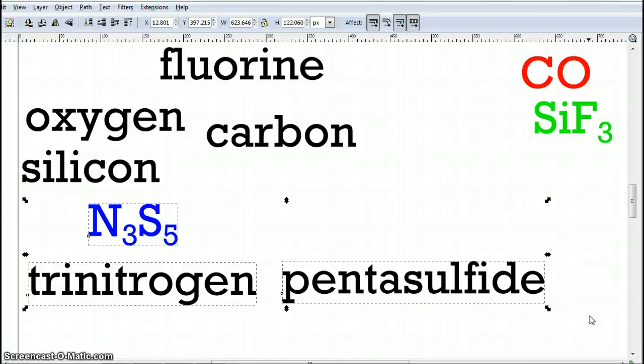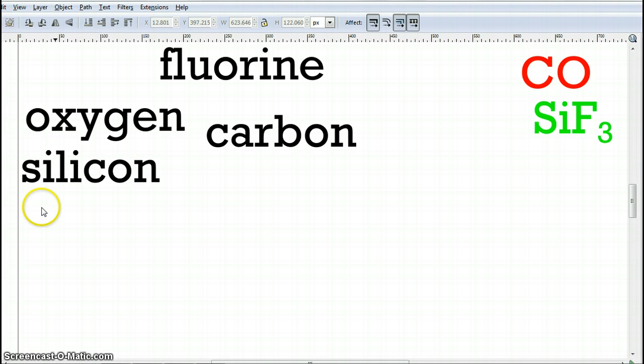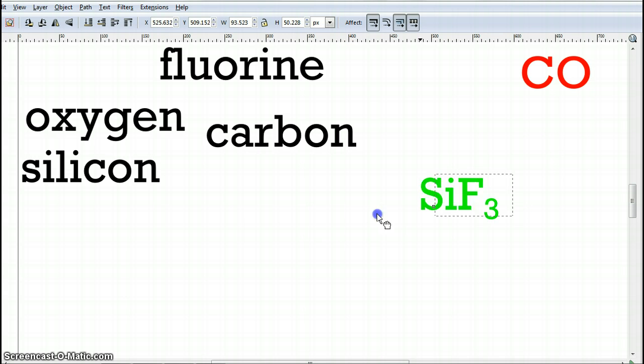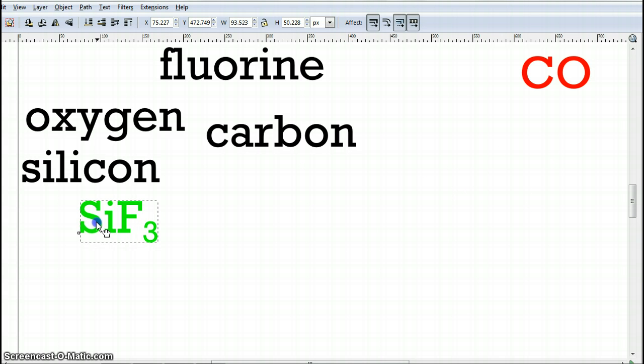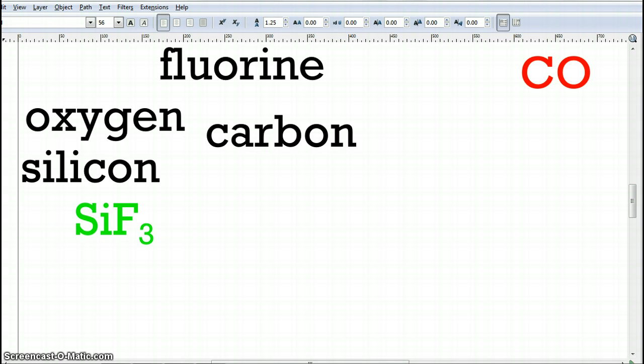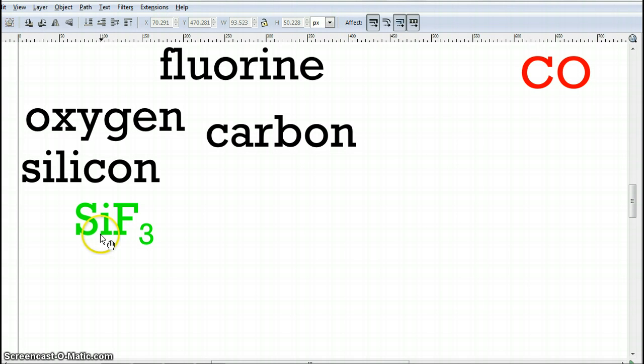Okay, I'm going to delete this. And now we're going to choose another name. So we'll look at this guy here. We have SiF3. If you look at SiF3, it still fits our criteria of having 2 nonmetals. We have Si, silicon, and F is fluorine, both nonmetals.